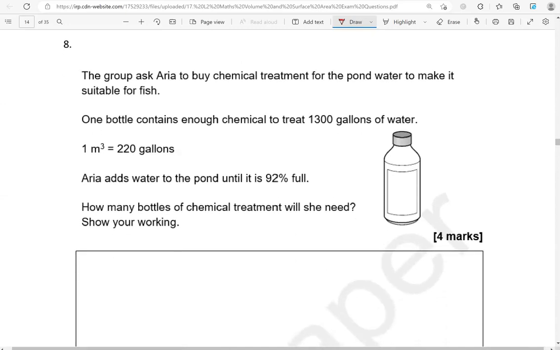The group asked Aria to buy chemical treatment for the pond water to make it suitable for fish. One bottle contains enough chemical to treat 1,300 gallons of water. 1 cubic meter is equal to 220 gallons. Aria adds water to the pond until it is 92% full. How many bottles of chemical treatment will she need? Show your working. Okay, so this question links to the previous one.